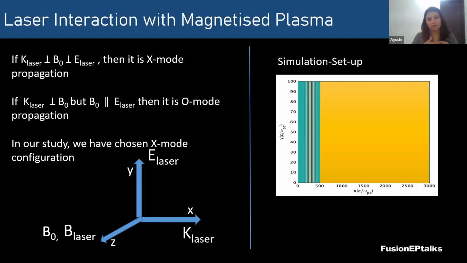In our study, we have chosen the X-mode configuration. So we use a plane polarized light which propagates along X. Its electric field is along Y, and its magnetic field is along Z, and the externally applied magnetic field is also along Z. This is a two-dimensional simulation setup. From x equal to 0 to 500, we assume vacuum in our system, and from 500 to 3000 c over omega pe, we consider a plasma slab. The laser is situated in vacuum, ranging from x equal to 0 to 500. And this is the simulation setup at t equal to 0.